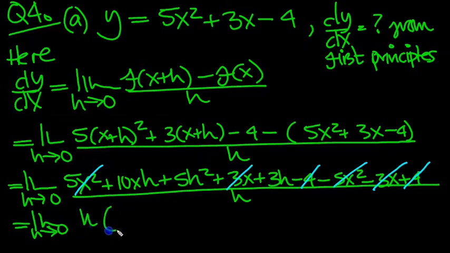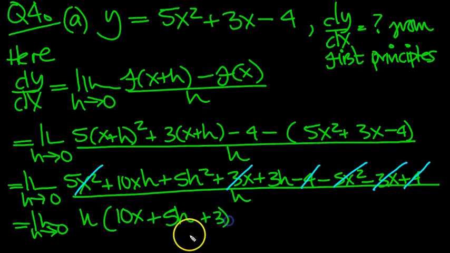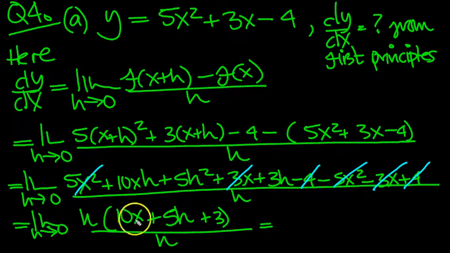So let's take the h outside the bracket then. This term will just leave 10x, won't it, once you've taken the h off. Here you'll be left with 5 lots of h, so you've taken one of the h's off there. And then it's plus 3. Underneath we've got our h, of course, which equals, the h's can cancel, so I'll just cancel them easily. 10x plus 5h plus 3, limit as h tends to 0.